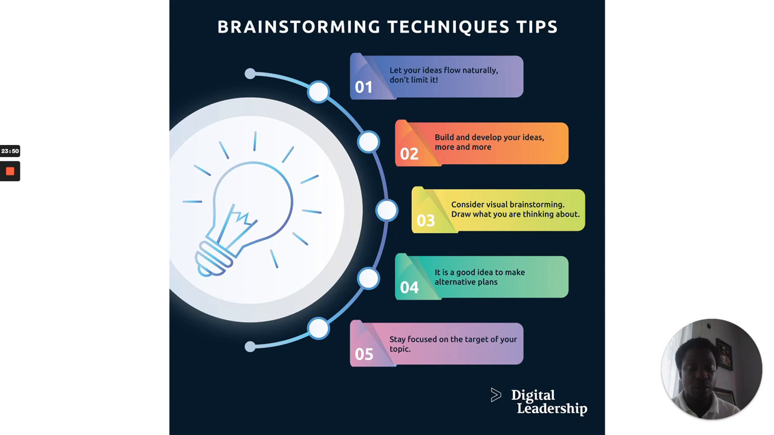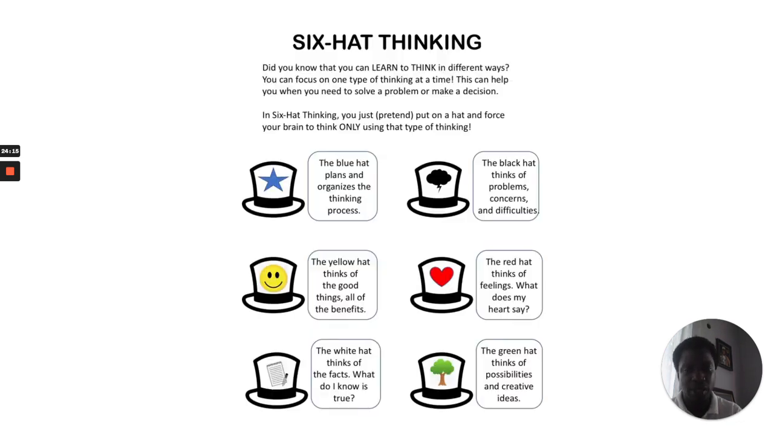This is by the platform called Digital Leadership, and they give brainstorming techniques that you can use. The first is to let your ideas flow naturally. Don't limit it when you're coming up with ideas. Build and develop your ideas more and more because you can think about it individually, not just within a group. Consider visual brainstorming. Draw what you are thinking about. It's a good idea to make alternative plans. Stay focused on the target of the topic that you are brainstorming about. You also have Edward de Bono's Six Thinking Hats, which can help you to think about how to solve that problem.